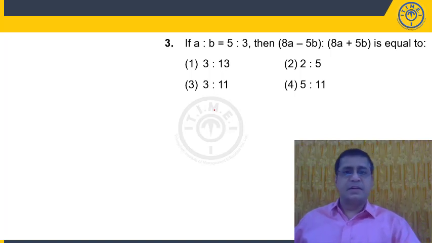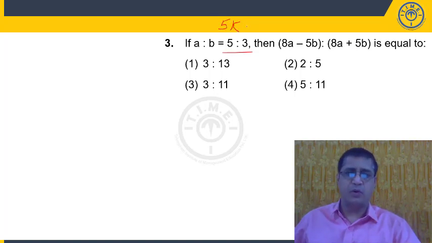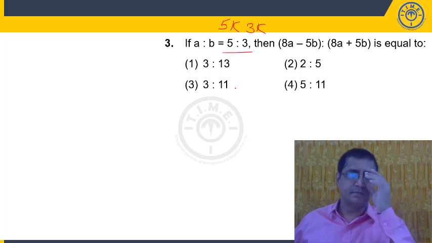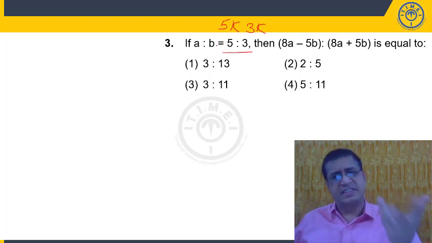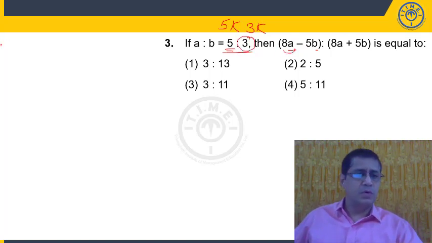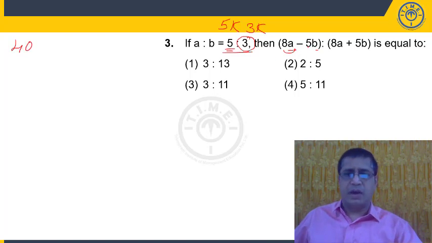Okay. What is the data? A is to B is given as 5 is to 3. 5 is to 3 is a ratio, so what are the values of A and B? The values of A and B are 5K and 3K. Substitute and simplify, you will get the answer. Okay. Is it clear? If you observe this carefully, here the power of the variable is 1, so there is no need to use K, just directly substitute 5 and 3 and simplify. So in place of A, substitute 5. In place of B, substitute 3. 8 into 5, 40. 5 into 3, how much? 15.